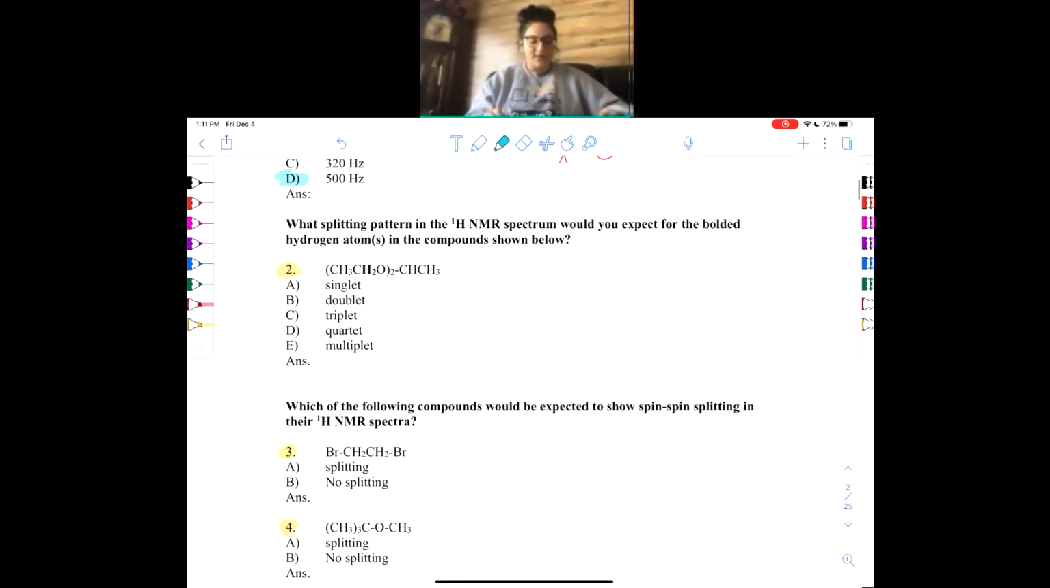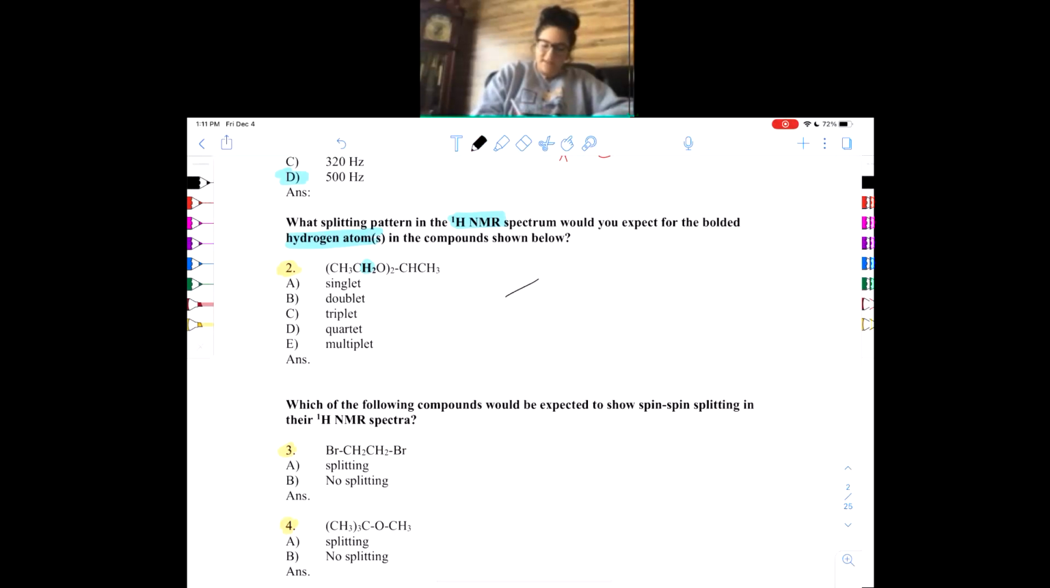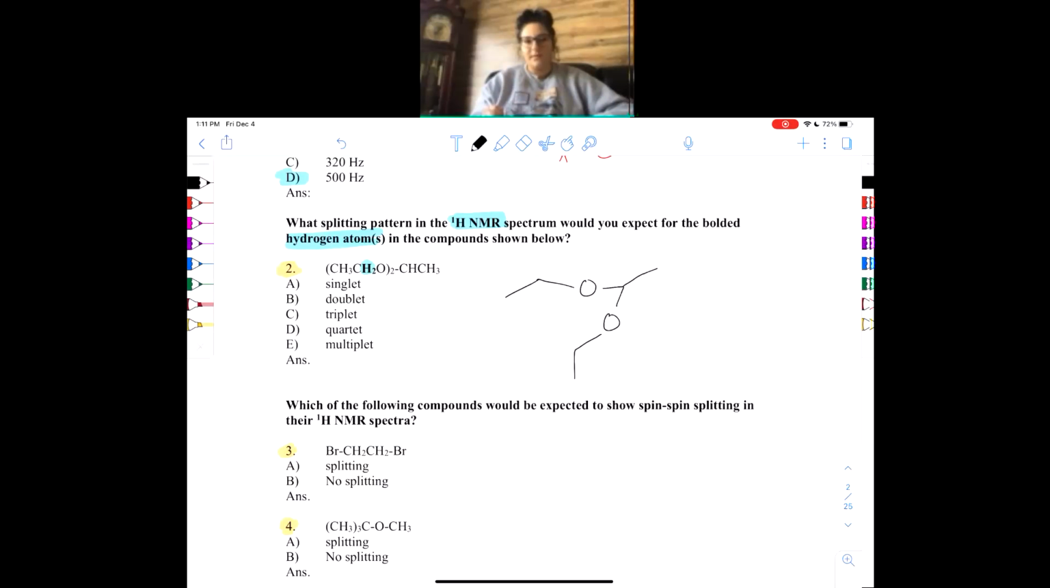So next up, what is the splitting pattern in the H1 NMR spectrum? So we're looking at the hydrogen NMR, and we're asking for the bolded hydrogen atom. So this one right here. Let's actually draw this out. We have CH3, CH2O, and we have two of those bonded to CH3 like this. It's really funny looking, but whatever. So the hydrogen that is bolded is this one right here.